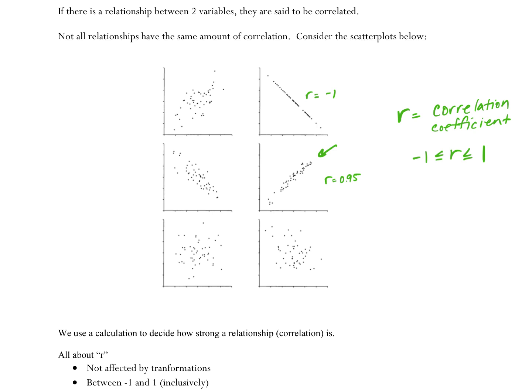Okay, so if R is negative, if the linear trend of the points is going down, that's a negative relationship. And if they're going up, positive. So this is decreasing, this is increasing.